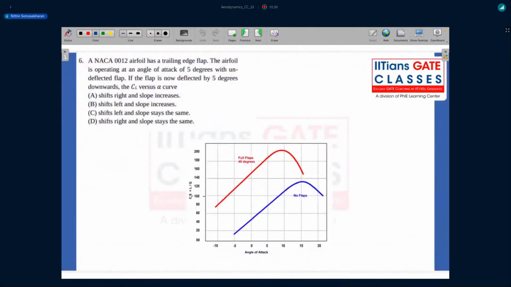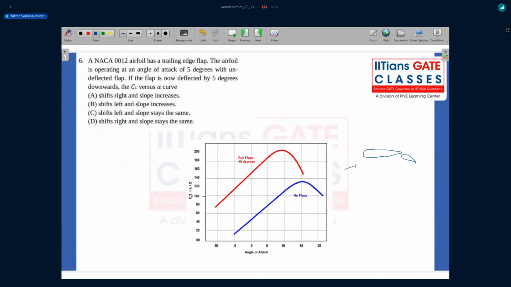So, in the first question, what they're asking is, there's a NACA 0012 airfoil that has a trailing edge flap. So imagine you have an airfoil, something like this. That's a symmetric airfoil. And it has a flap which is at the trailing edge. And we know that flaps are kind of for developing high lift, especially during takeoff or landing conditions. And the airfoil is operating at an angle of attack of 5 degrees with the undeflected flap.